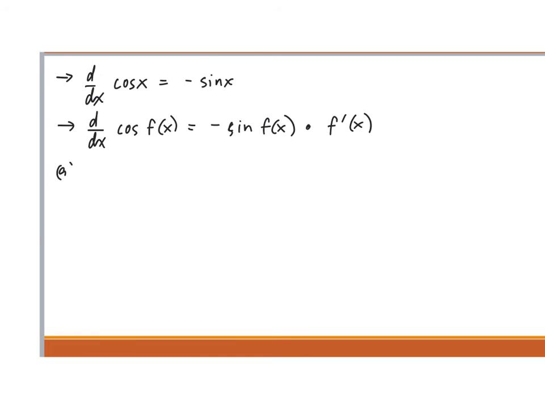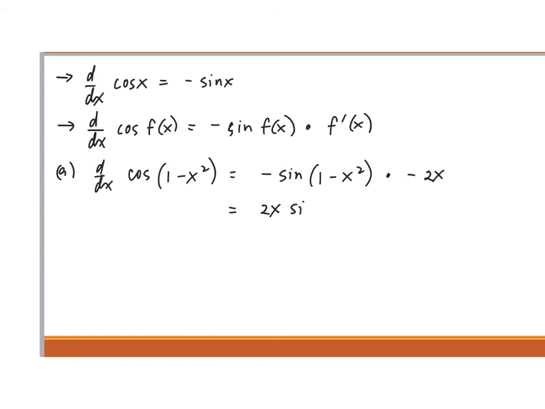So let's take this example. Let's get the derivative of cosine 1 minus x squared. So it will then be negative sine 1 minus x squared times the derivative of 1 minus x squared, which is negative 2x. And then just simplify this as positive 2x sine 1 minus x squared.